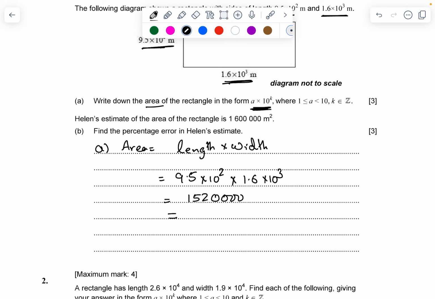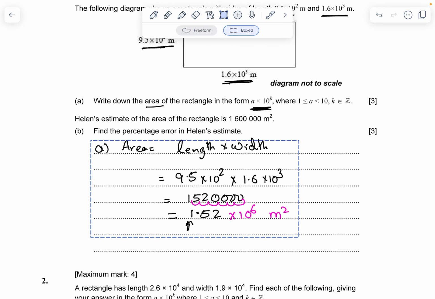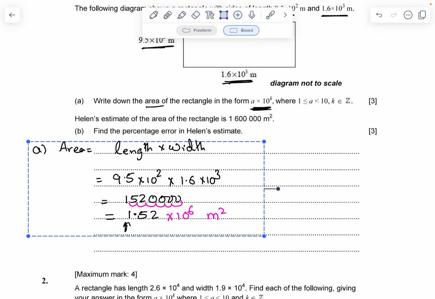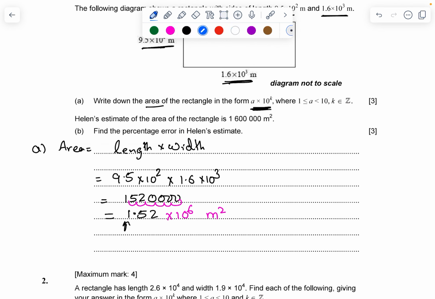But what is standard form? 1.52. Before the decimal, there should be only one digit. And you can see that 1.52, how many digits does it have to move? 1, 2, 3, 4, 5, 6. So times 10 to the power of 6 meters squared. This is going to be the standard form. If your calculator is already set that way, it will give you the standard form directly. That is part A. Now coming to part B.